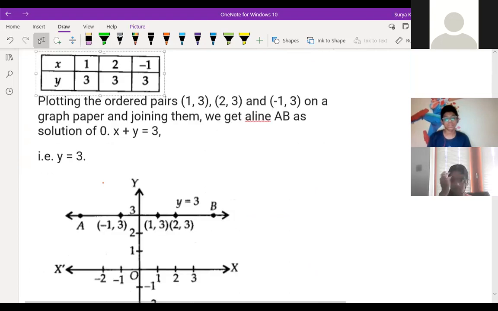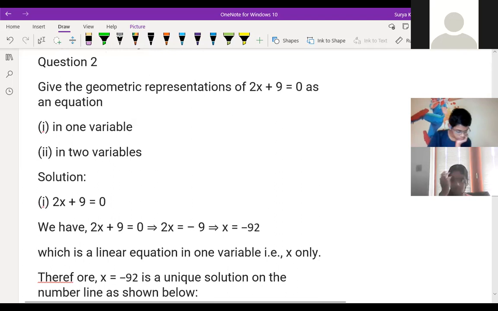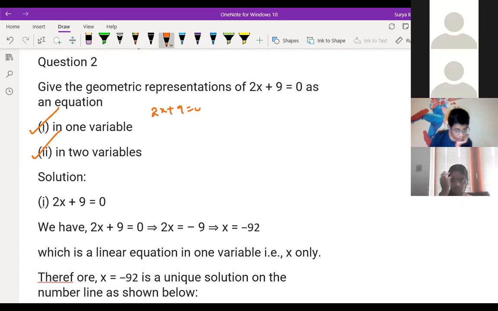Okay. Now the next question is question number 2, that is, find the geometrical representation of 2x plus 9 is equal to 0. And this equation you should write in one variable and two variable also. How to write the geometrical representation? In one variable, what can we write here? 2x plus 9 is equal to 0, the same thing, sir. So same thing. So x is equal to, we will get -9/2. Yes, sir. X is equal to -9 divided by 2.